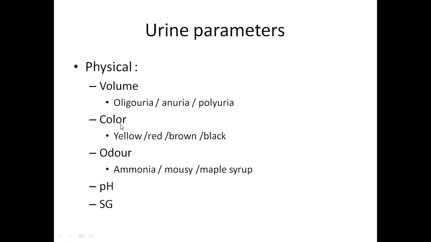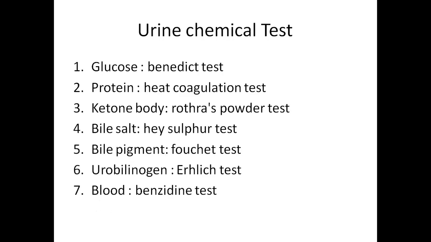The color is normally yellow amber. It may sometimes change depending on different conditions, so we should rule out other conditions. Odor is normally ammoniacal. In certain metabolic disorders, the odor may change. Specific gravity and pH: urine pH is slightly acidic and can be affected by diet. Specific gravity is affected by dilution and concentration, meaning drinking or dehydration.